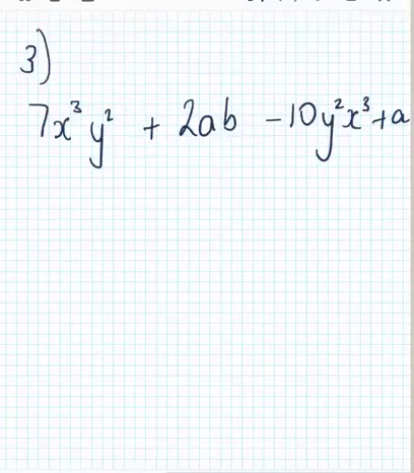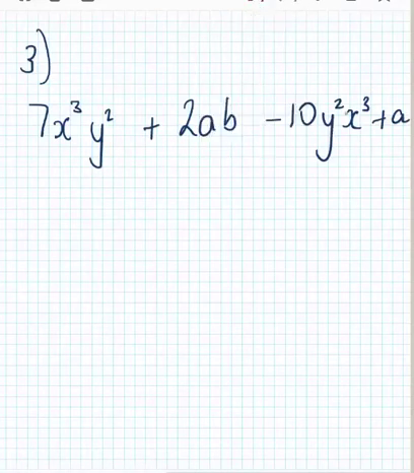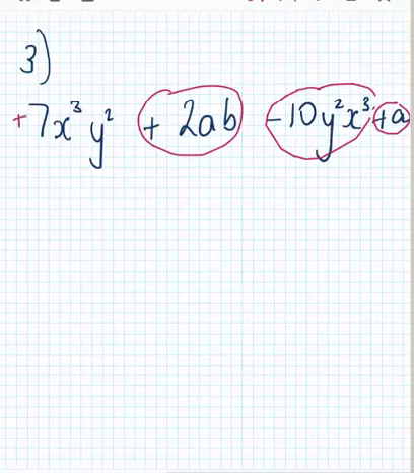Okay, with our next question, we'll start off by circling our positives and negatives to what they belong. So always to the left, that A is a positive A, that is a negative 10y squared x cubed, a positive 2ab, and that's a positive 7 x cubed y squared. You don't have to do this, but if you make mistakes with your negatives and positives, it's a way you can start to make sure you don't make a mistake.